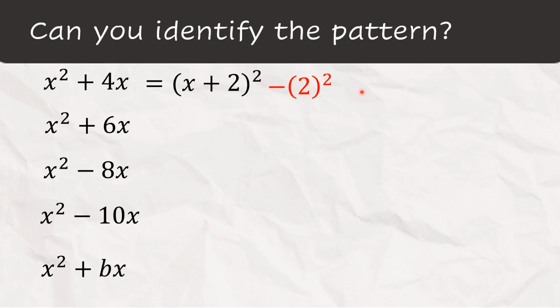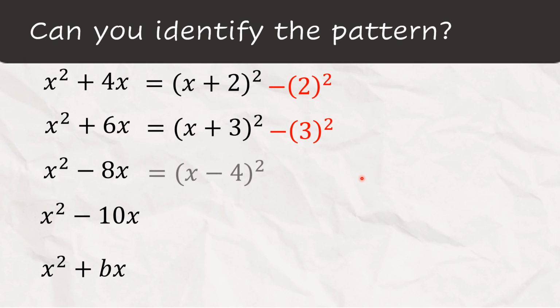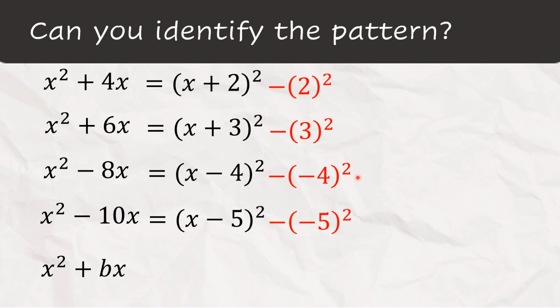Likewise for the next one, x squared plus 6x, half of 6 gives me 3. So the area of the big square minus the area of the missing piece. Now over here for the other two examples, you notice that the sign of the expression is minus. Therefore, the sign inside the bracket is also minus. So again, the area of the big square minus the area of the missing piece. So lastly, the area of the big square minus the area of the missing piece. With this, I do hope that you're able to identify the patterns.